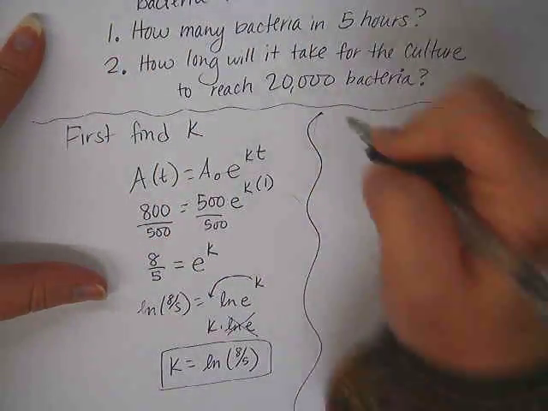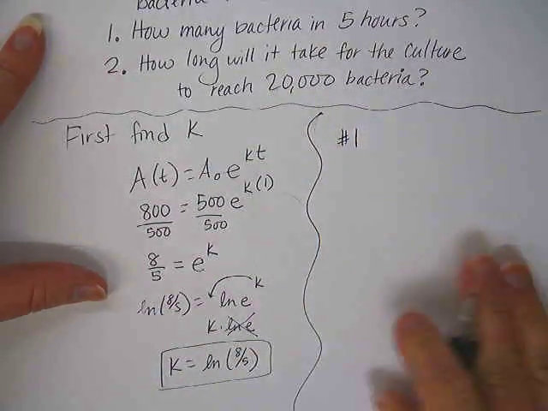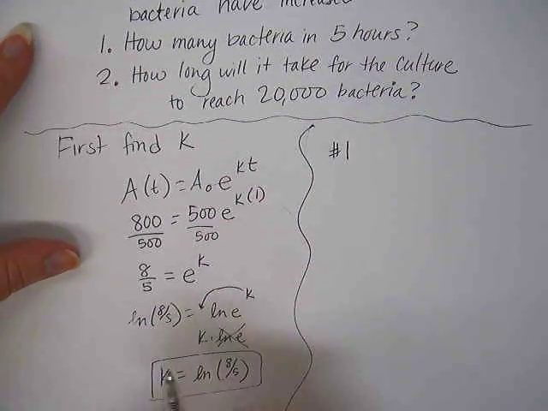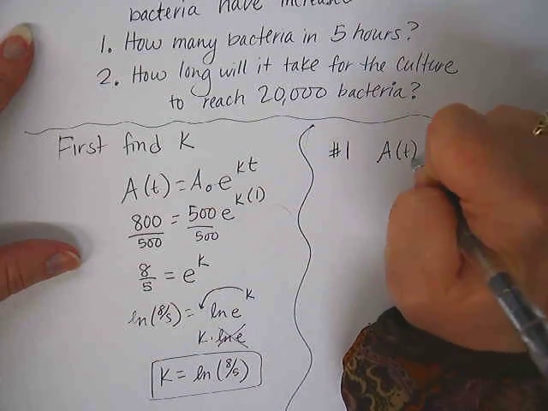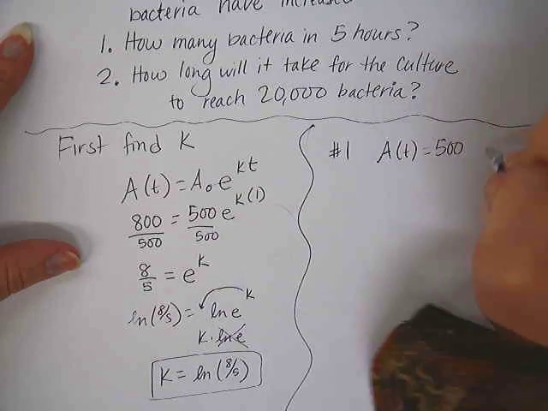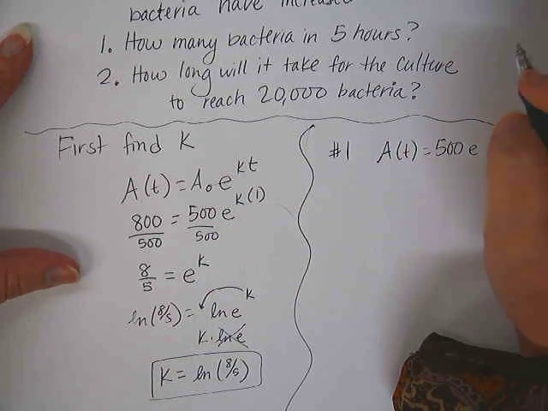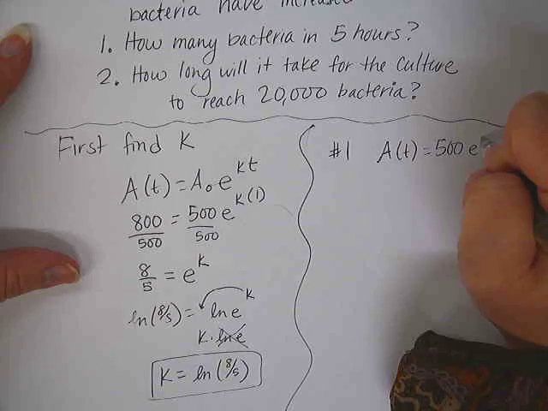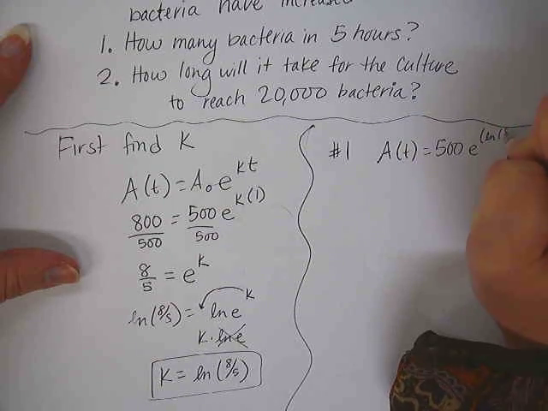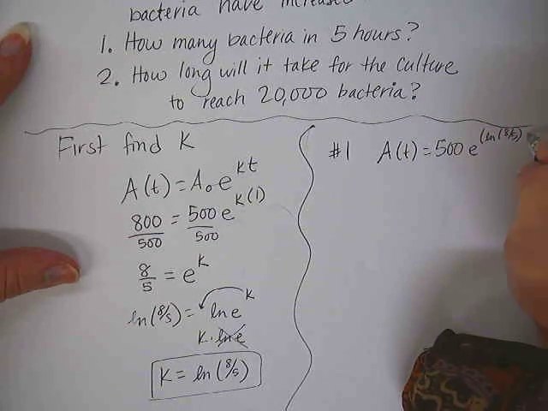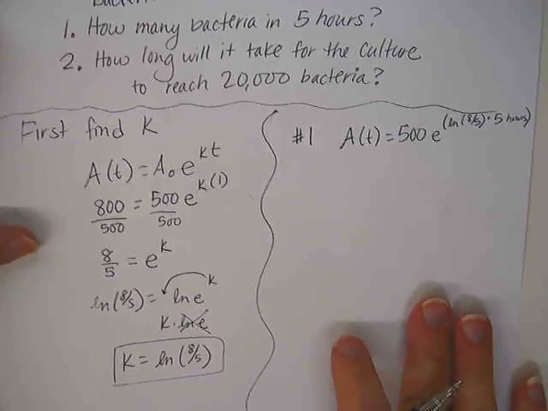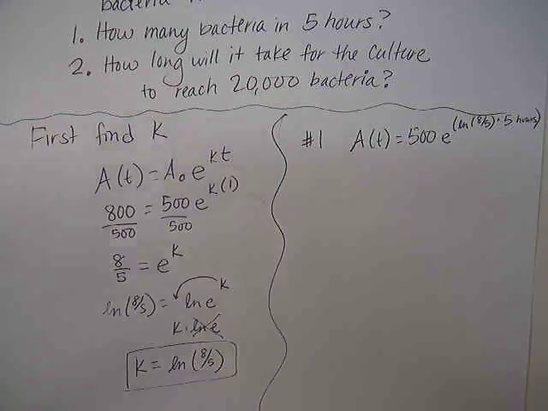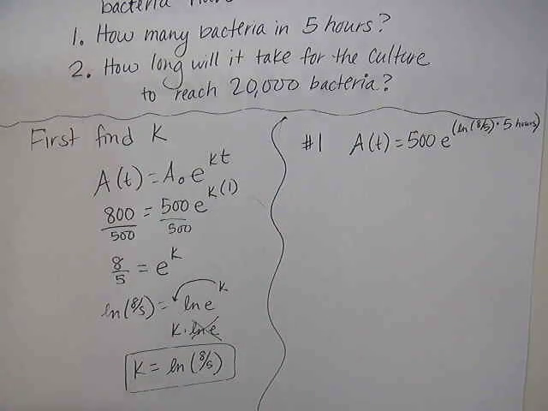Now let's do problem number 1. How many bacteria will there be in 5 hours? We're going to use this value for k that we just found, and we know that the starting amount is 500. So we do 500 e to the k times t, so that's e to the natural log of 8/5 times t, which in this case is 5 hours. And since k was found using 1 hour, our unit for time is in hours.